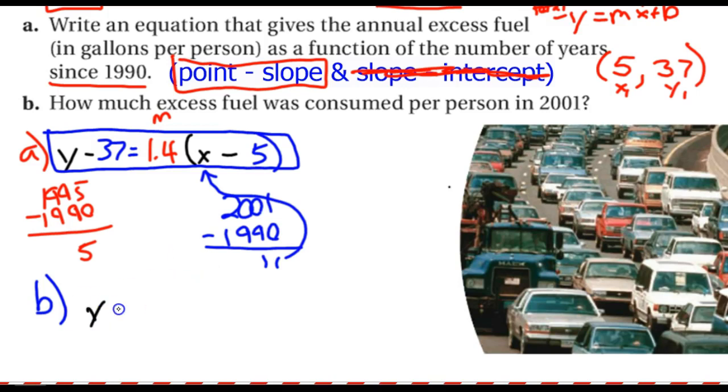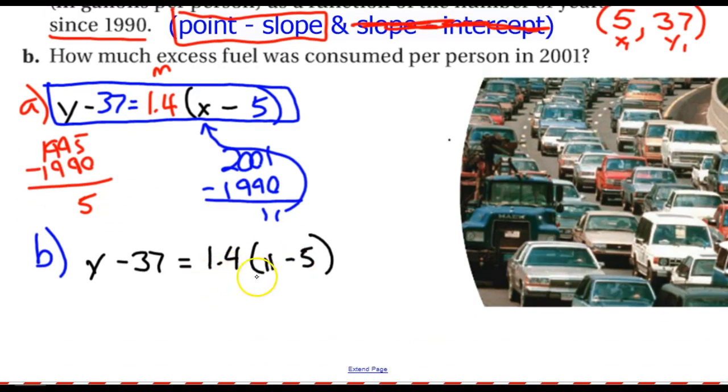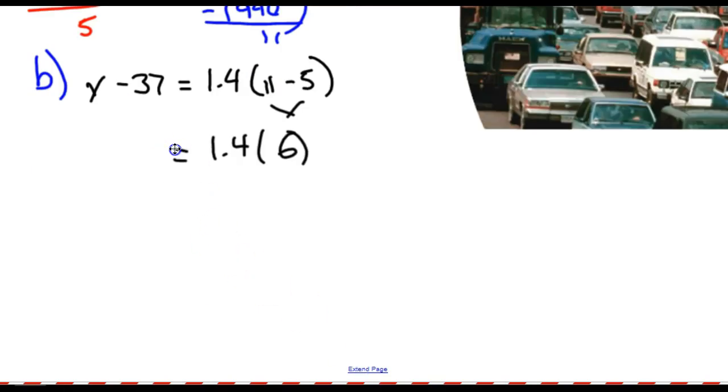So we'll have y minus 37 equals 1.4 times 11 minus 5. So all we need to do then is solve this. 11 minus 5 gives us 6 times 1.4 equals y minus 37. Now if we do 1.4 times 6, we get 8.4. Equals y minus 37.